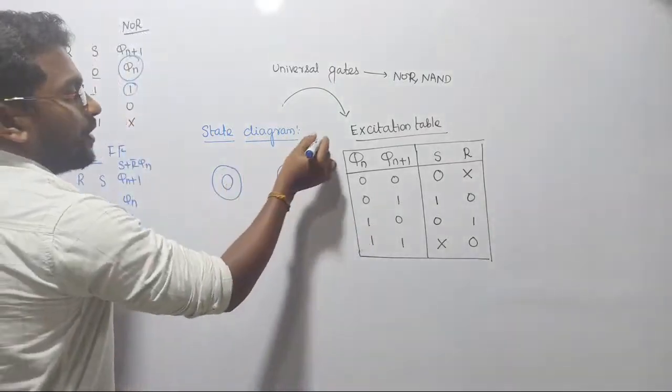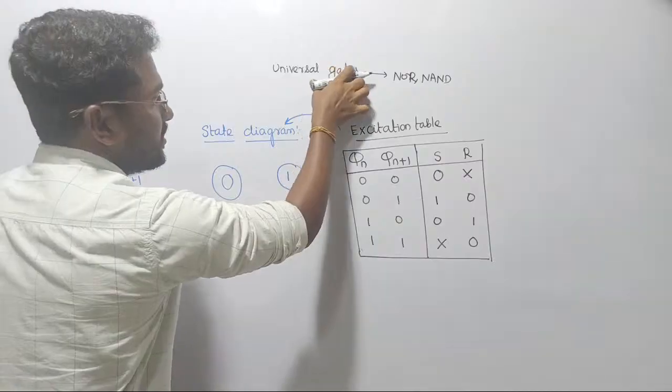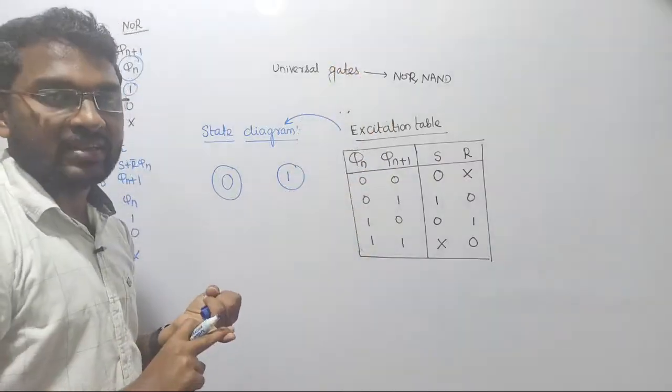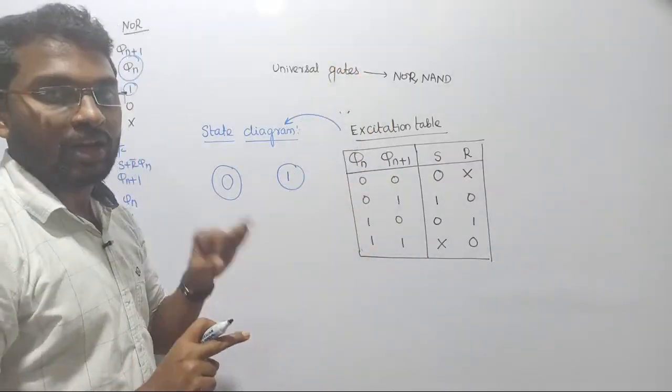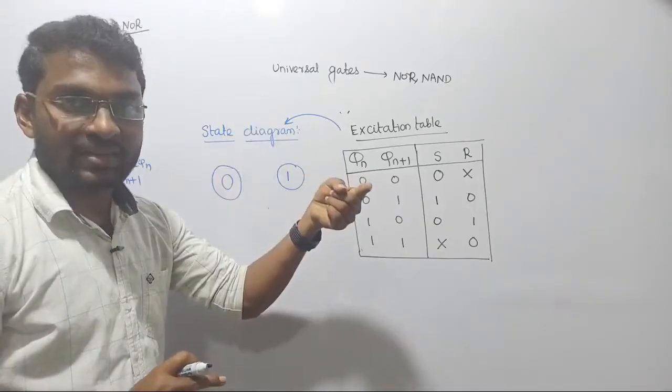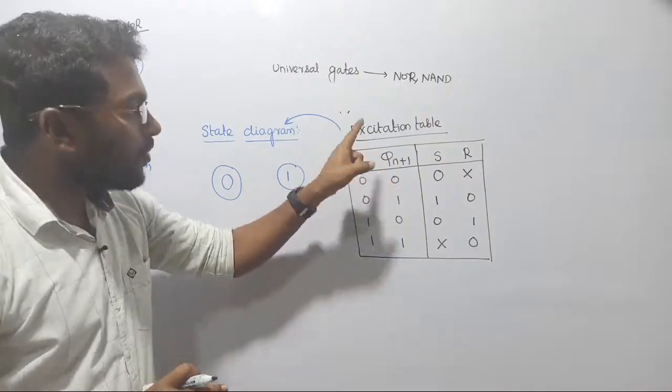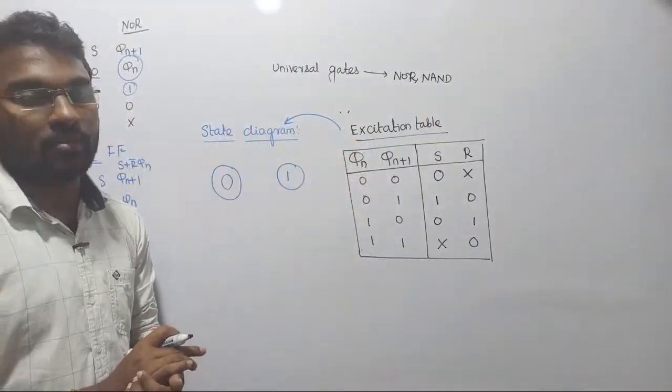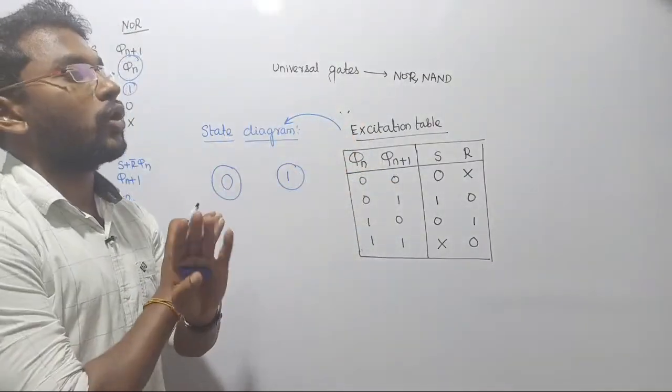Anyway, the state diagram will be implemented from the excitation table. That is the sequence. First we took the logic gates and then we designed the truth table, right? From the truth table we realize the characteristic table, from the characteristic table we realize the characteristic equation and excitation table, and from the excitation table we design the state diagram. Just follow this sequence, don't follow any other procedures.